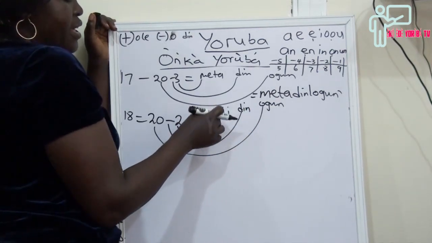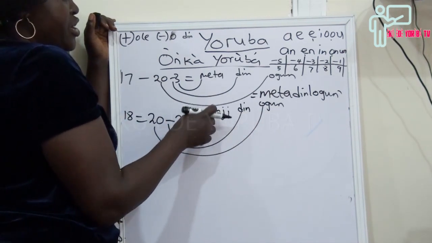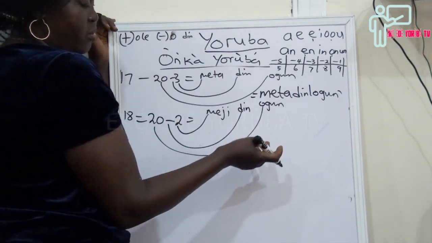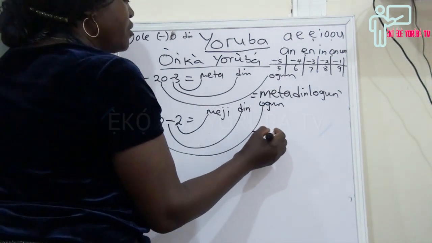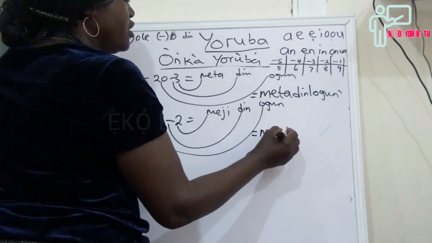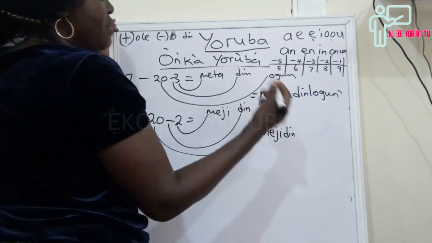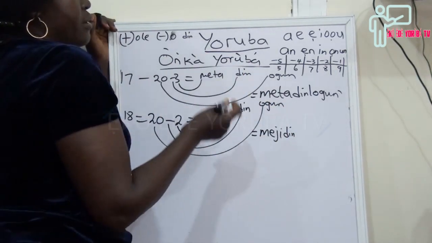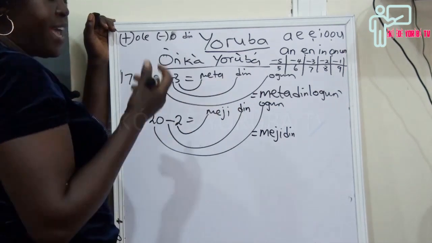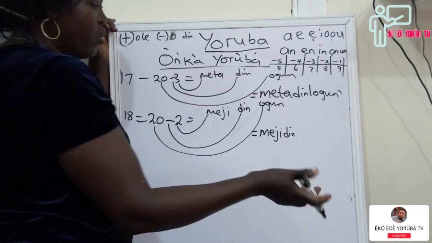You can say èjìdínlógún. You can say ìkejìdínlógún. So it's now become méjìdínlógún. But méjì, you say méjìdínlógún when you are using L and N, the two together.